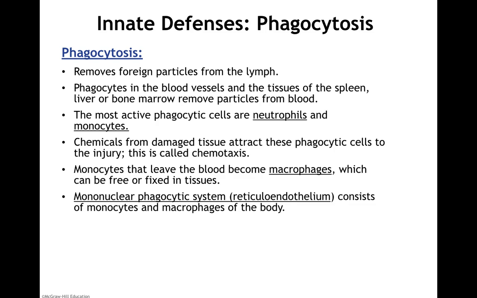Monocytes that leave the blood in the tissues can become macrophages, and they can either roam around freely in those tissues or become fixed in place in those tissues. And the mononuclear phagocytic system, which would be the reticuloendothelium, consists of monocytes and macrophages of the body.